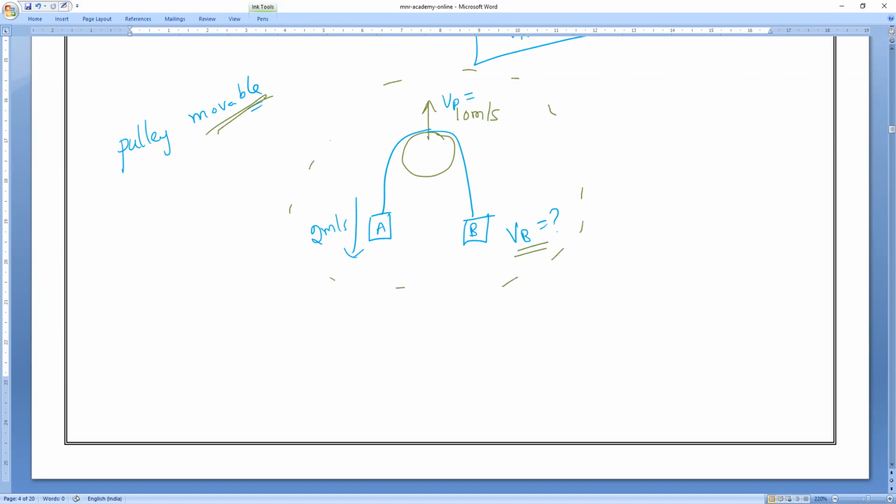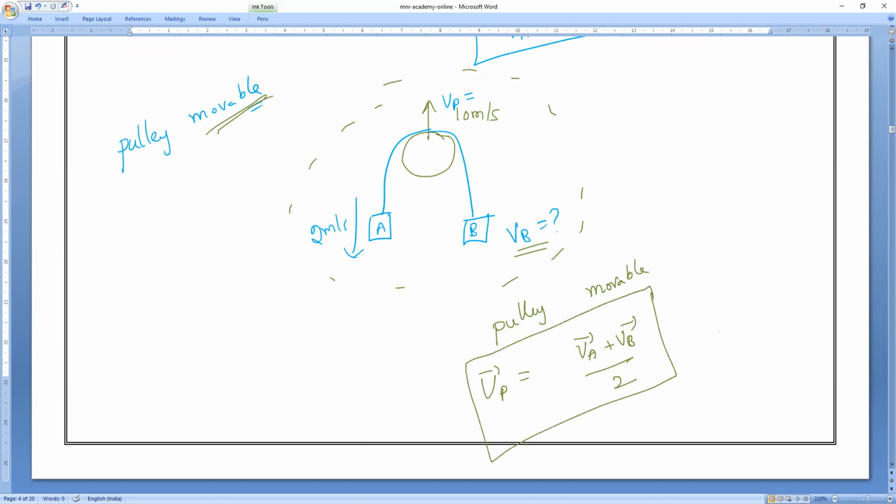If they ask you for the velocity of a second body, there is a concept. If the given pulley is a mobile pulley, and you want to find the velocity of any body, the formula is: velocity of the pulley equals (velocity of A plus velocity of B) divided by 2. This is only the shortcut formula. Everybody clear?